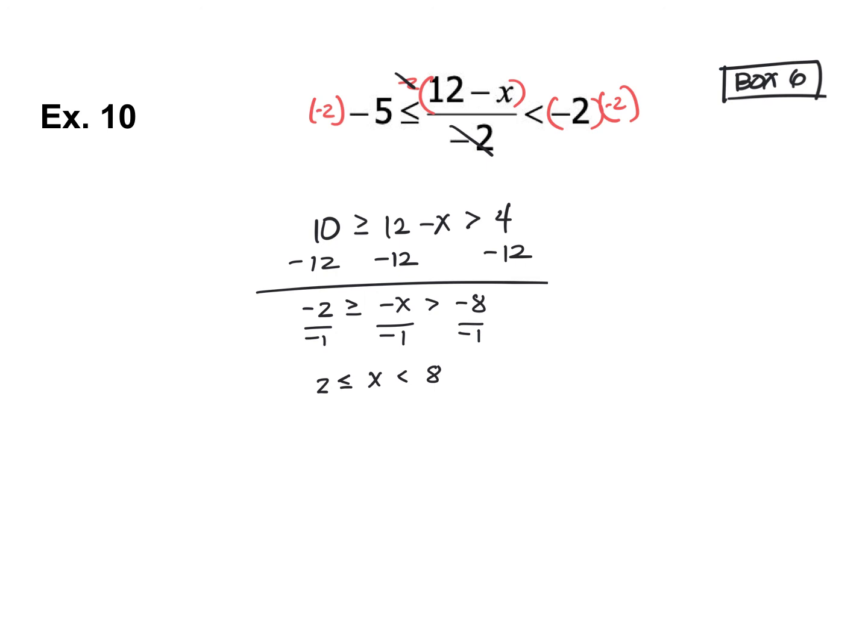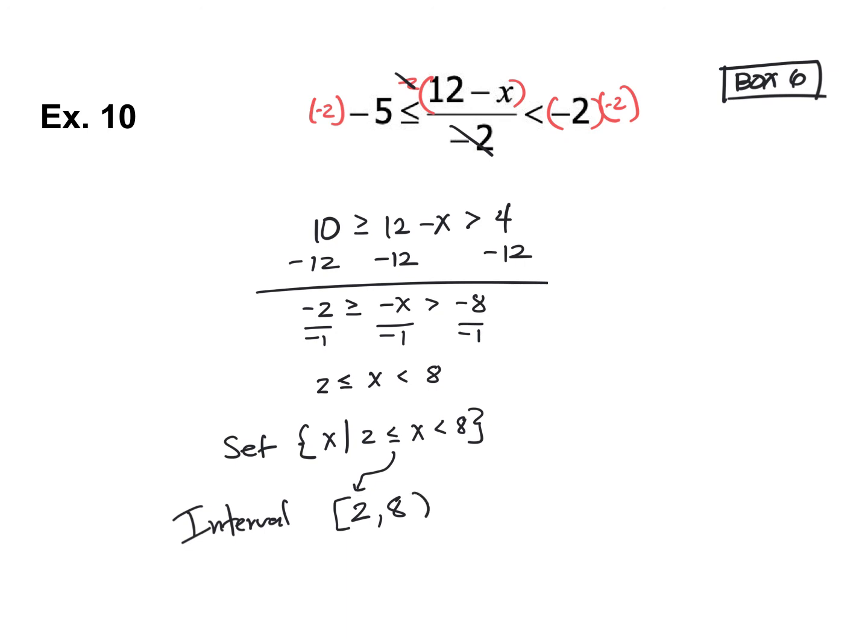Let's go ahead and write my solution set in set notation, where I have the set of x values where 2 is less than or equal to x, which is less than 8. Interval notation, I have 2 comma 8. 2 has a bracket because it's less than or equal to, and 8 has a parenthesis because it's just less than.